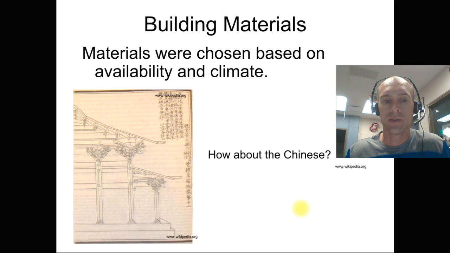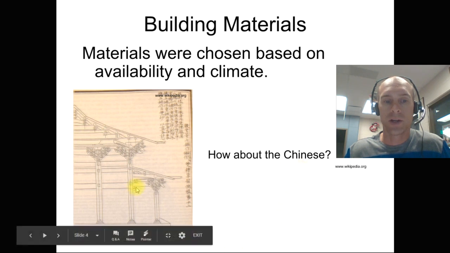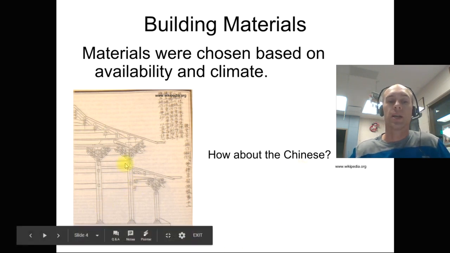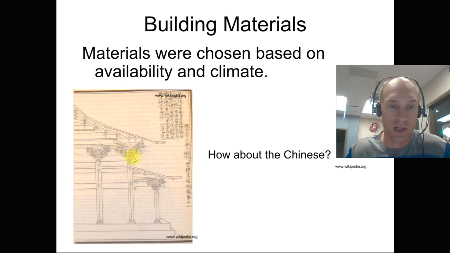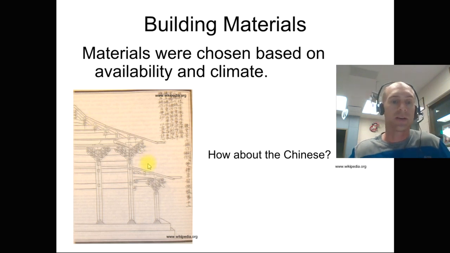How about the Chinese? Here's your hint. They use mostly wood, but since wood rots away, we actually don't have any historical buildings about the Chinese, but we do have some historical drawings that they used, and they didn't really change some of their designs very much at all. So not a whole lot has changed, so that's how we know that they built largely out of wood.